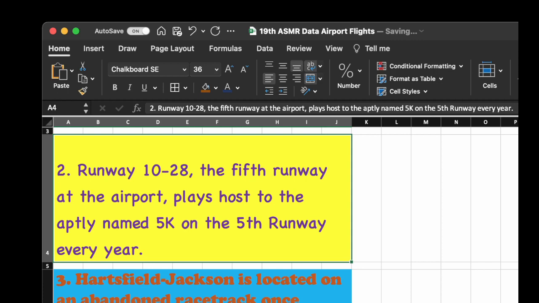Alright, fun fact number 2. Runway 10-28, the 5th runway at the airport, plays host to an aptly named 5K on the 5th runway every year. I guess if someone wanted to get off to a flying start on the 5K, they should do it in Atlanta.